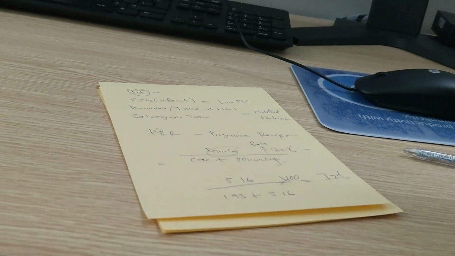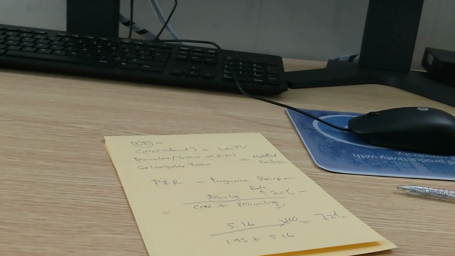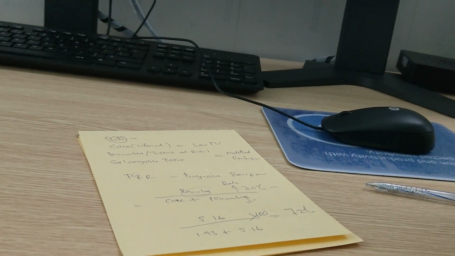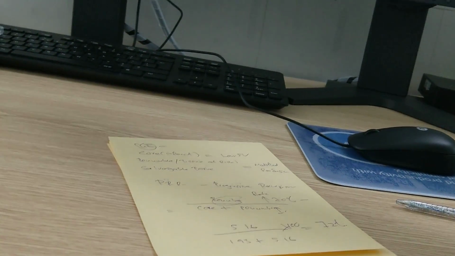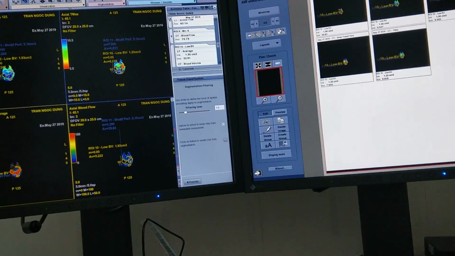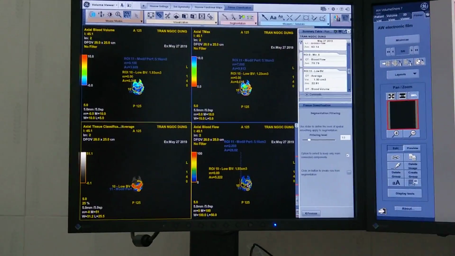This depends on your hospital. Many hospitals do many things. Some in Malaysia, on my side, most hospitals just look at the map only. If big, they go. Not big, they don't go.